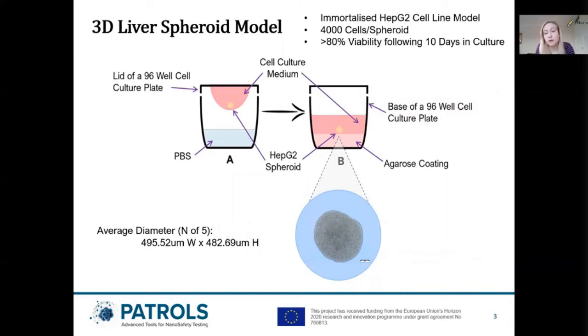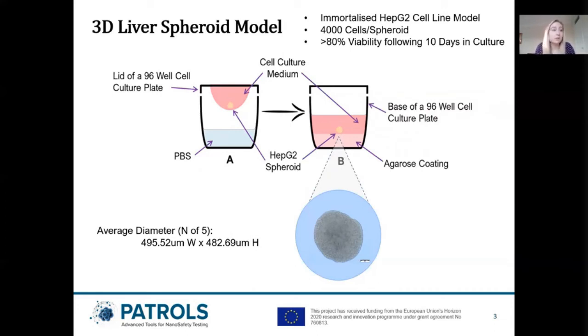So the aim of this work was to advance existing 3D in vitro liver models to enhance their physiological relevance and develop a liver model able to retain both its proliferative capabilities whilst remaining viable for 14 days in culture. This was to allow for long-term and repeated nanomaterial exposure regimes to be evaluated, but also with more of a primary toxicological focus on genotoxicity endpoints.